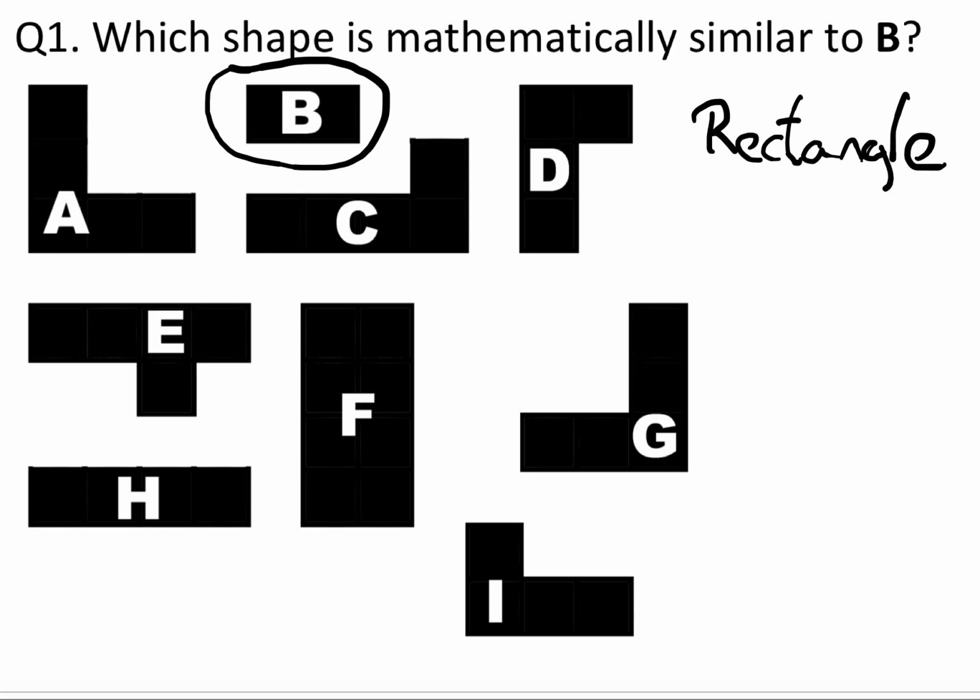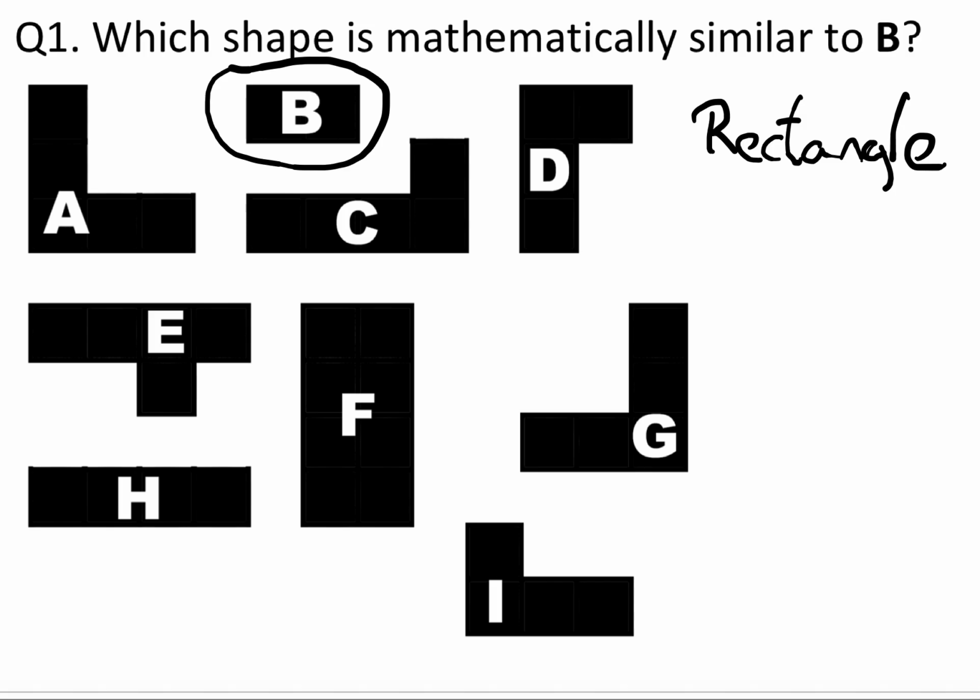Now, mathematically similar means that the shape is, to all intents and purposes, exactly the same in proportions. So if you made it bigger or smaller, or even if it's rotated, it's going to look the same if you zoomed in and zoomed out. B looks like it's 1 square by 2. If I look at H, it doesn't look quite the same. It's 1 square high, but it's elongated. It's very long. So I wouldn't say that shape fits B.